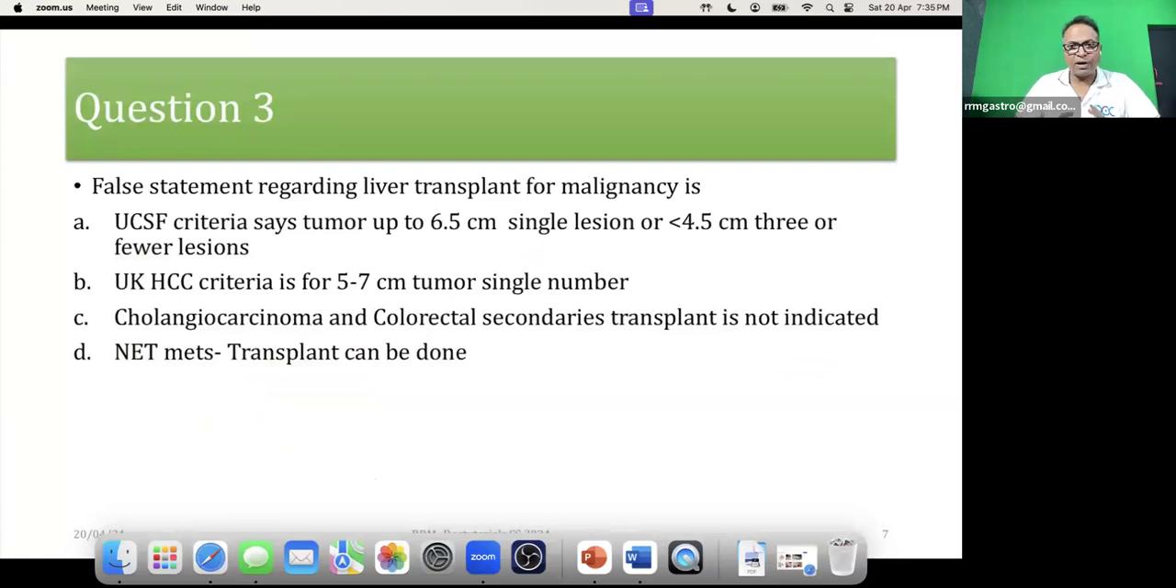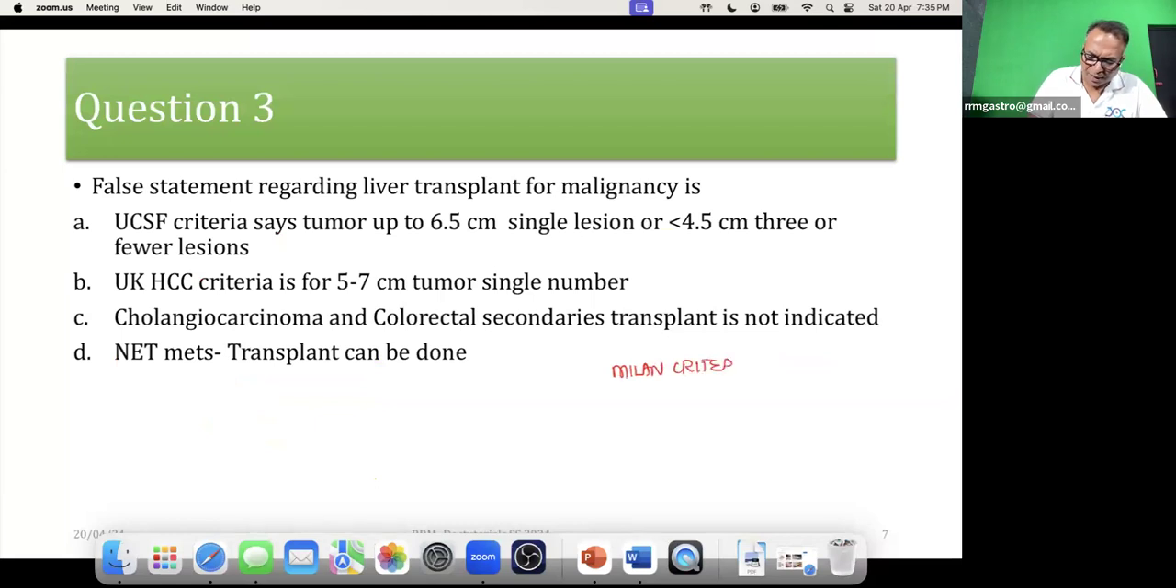False statement regarding liver transplant for malignancy. All of you know the very basic criteria known as Milan criteria for liver transplant in a cirrhotic liver. As per this criteria, single lesion less than 5 centimeter or 3 lesions all less than 3 centimeter, we can do transplant. This is Milan's criteria.